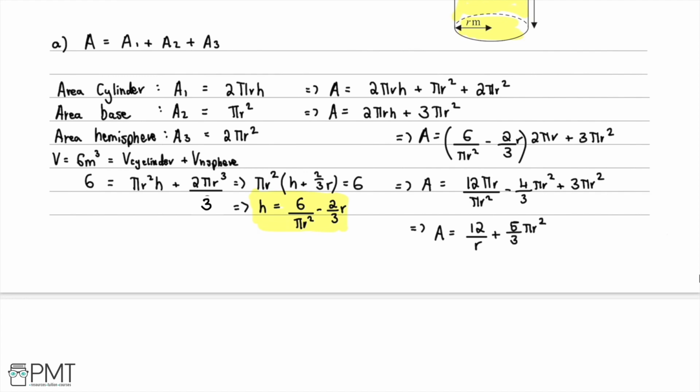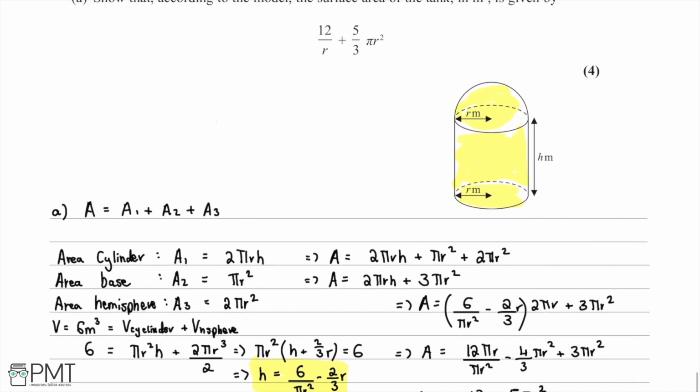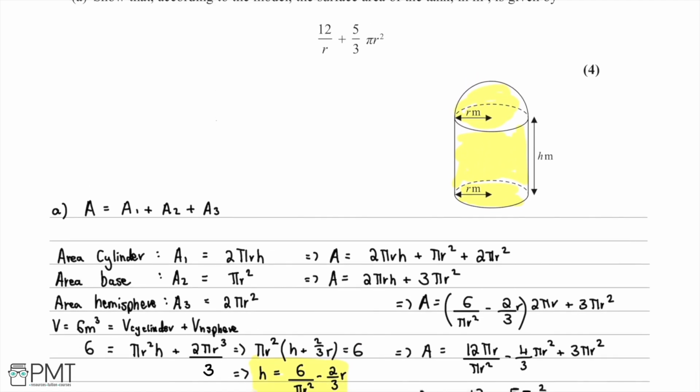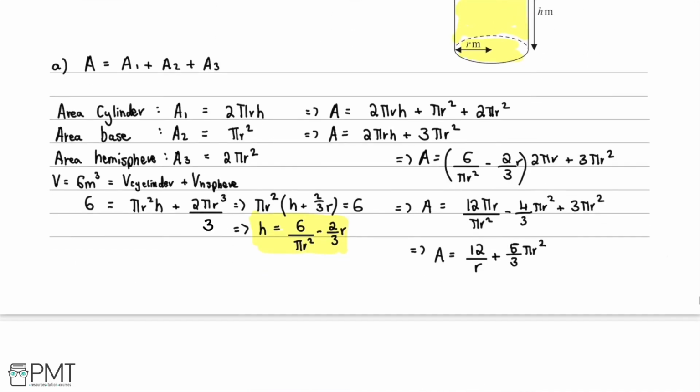And then we take a look back at the question and see what it was asking for. It was asking for 12 over r plus 5 over 3 pi r squared, and that's what we have. So we write as required. And that's us completed this question.